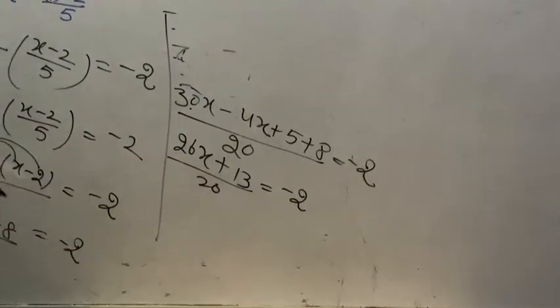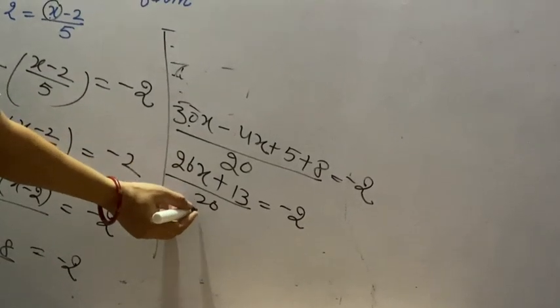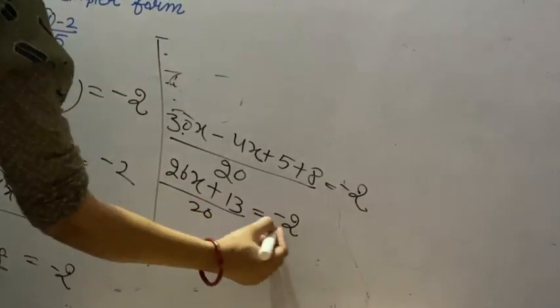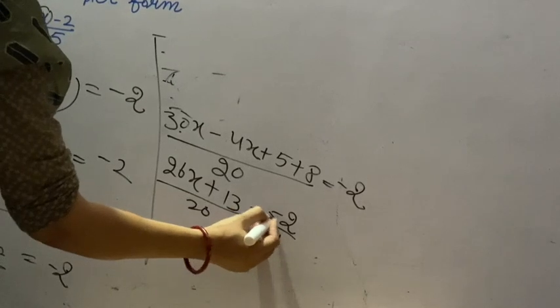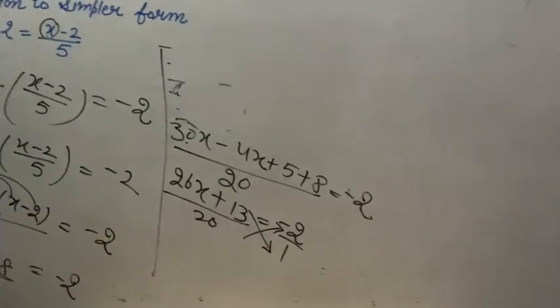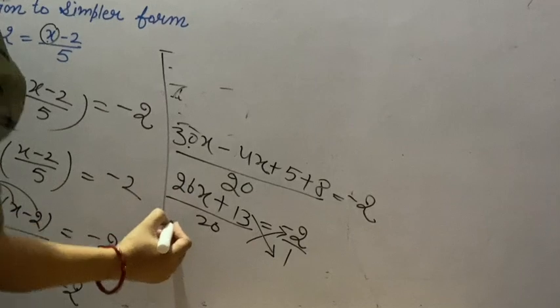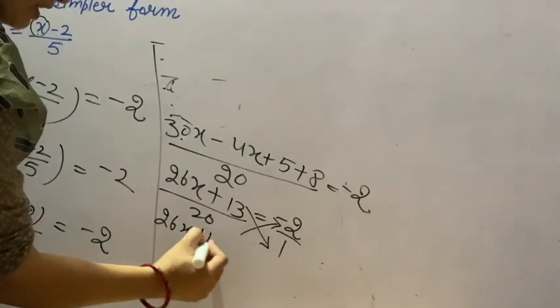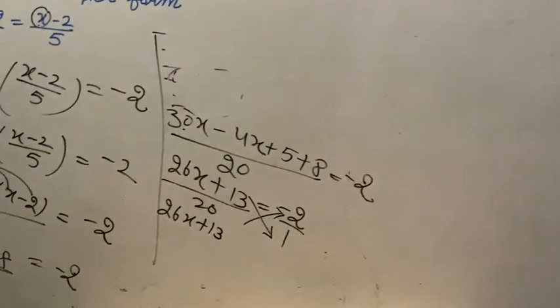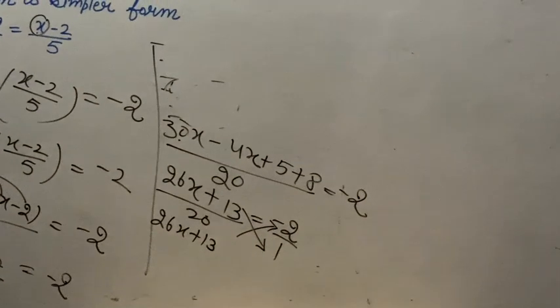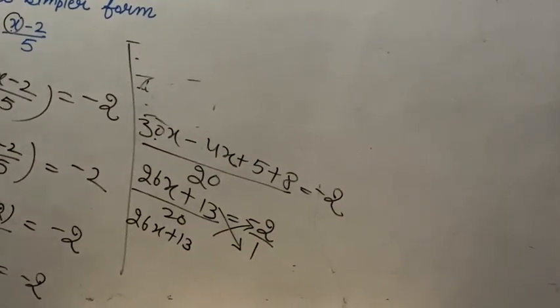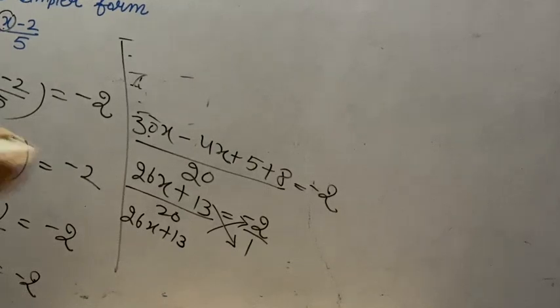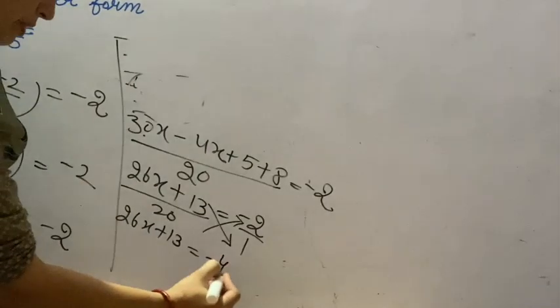Now we have a term with denominator and the other side is the same. We can do cross multiplication in this way. 26x plus 13 multiplied by 1, we will get the same answer. That means 26x plus 13. And 20 multiplied with minus 2, we will get minus 40.